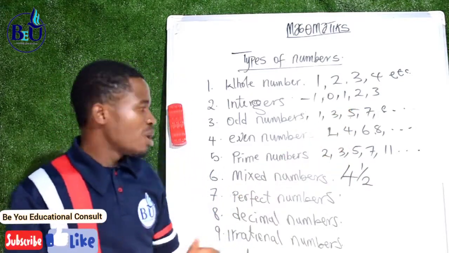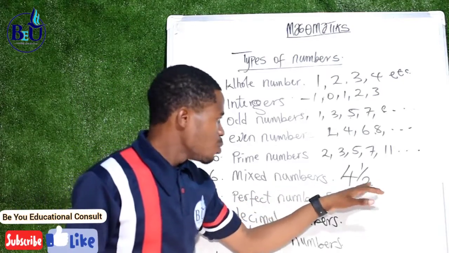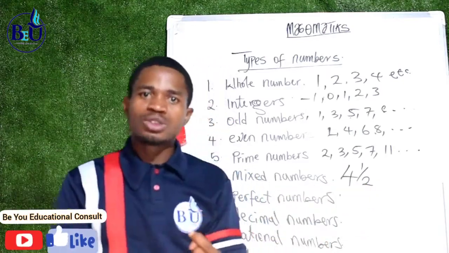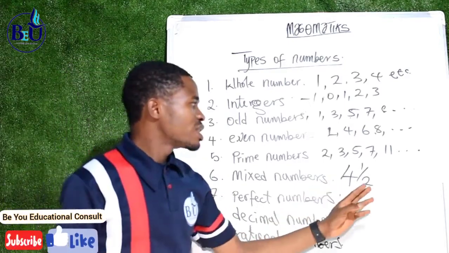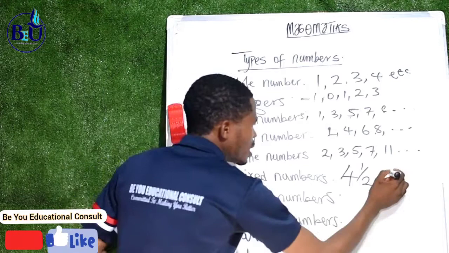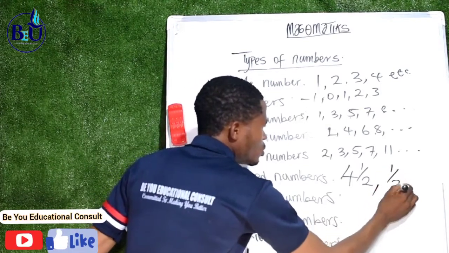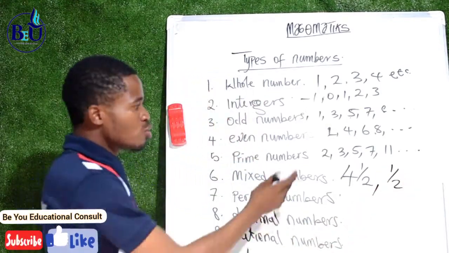Then we have 2 types of fraction. We have proper fraction. We have improper fraction. Proper fraction is when, for example, you have something like 1/2, it cannot be broken down. We call it proper fraction.